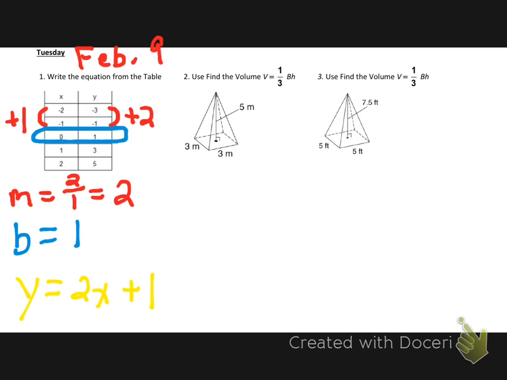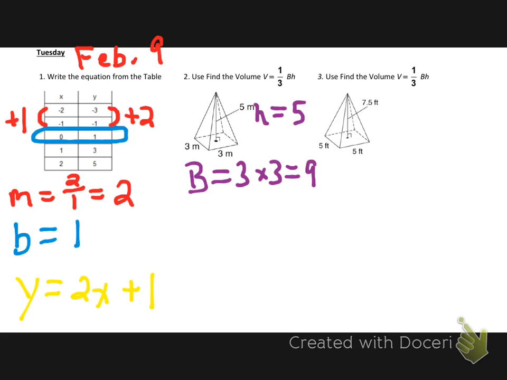Now looking at finding the volume of a pyramid. Remember, to find the volume of the pyramid is 1/3, that capital B stands for the area of the base, times the height of the pyramid. Well, our height of the pyramid is going to be that 5. So the base is actually a square down at the bottom, that 3 by 3. The area of the base is going to be that 3 times 3, which is 9.